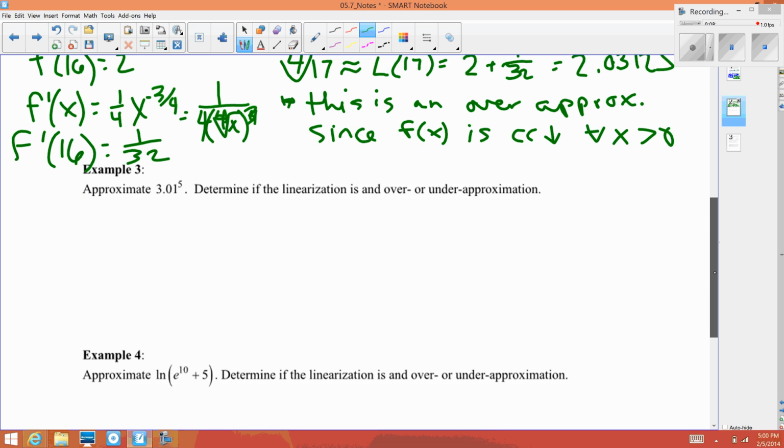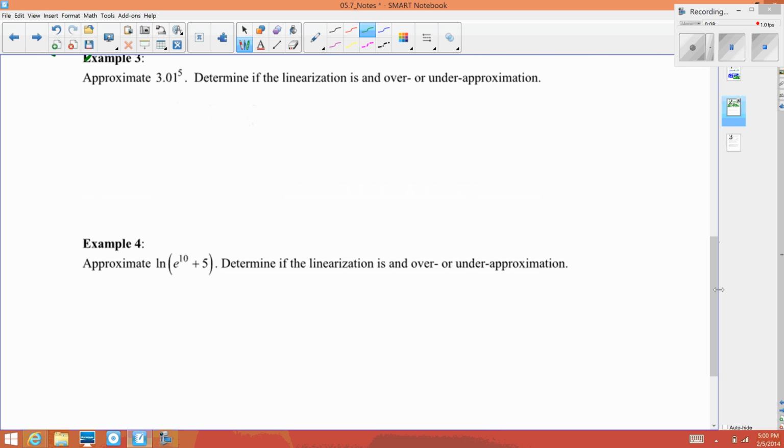All right, so we're going to do at least one more example today, maybe 2. Change up colors for some fun. Is it an over or under approximation? So it looks like this time we're talking about the x to the 5th function. We're going to be centered about 3. That's close, okay? So get our point and our slope.